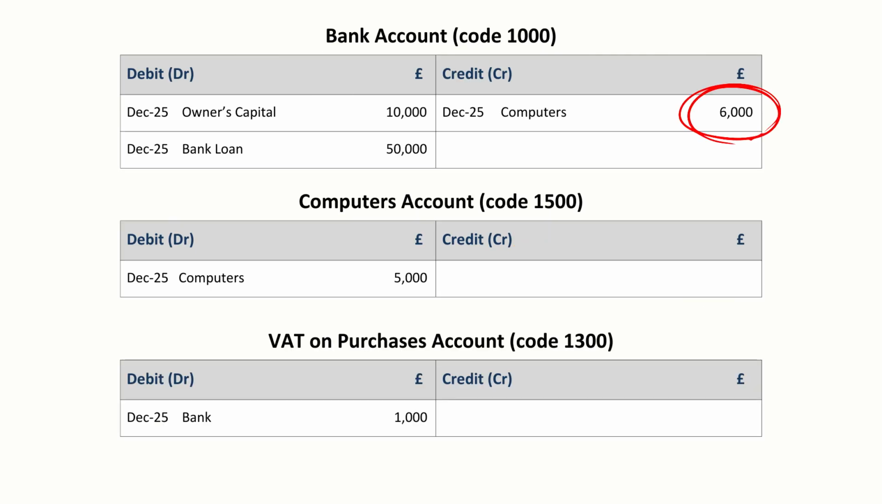Business purchased computers for £6,000, including £1,000 VAT. The bank decreases because money is going out. Credit bank account £6,000. The business owns new computers, so our assets increased. Debit computers account £5,000, which is excluding VAT. The VAT on the purchase is recoverable, meaning HMRC owes us that amount. We debit VAT on purchases account £1,000.